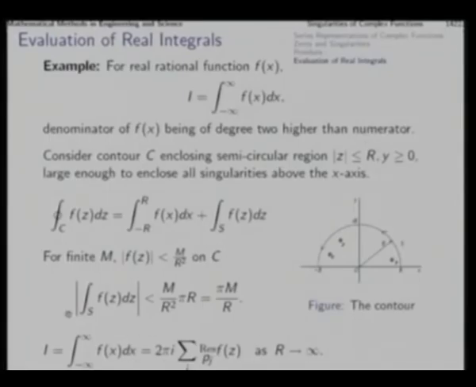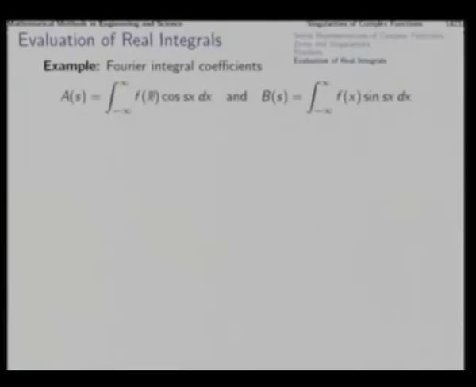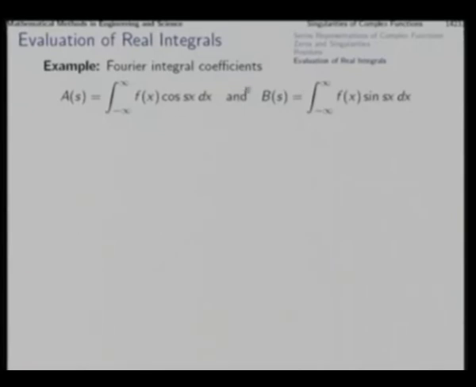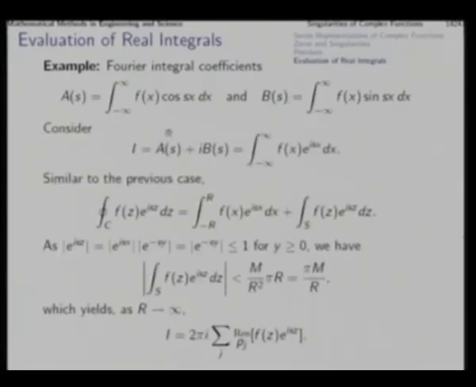A similar situation will arise when we try to evaluate the Fourier integral coefficients. There also it will work for those functions which have the denominator at least 2 degrees higher in x compared to the numerator. Now, these are the Fourier integral coefficient functions, and actually we can determine both these coefficient functions together if we consider it like this, A plus iB. As we put them together in a single integral, we will have cos sx plus i sin sx, which is e to the power i sx.